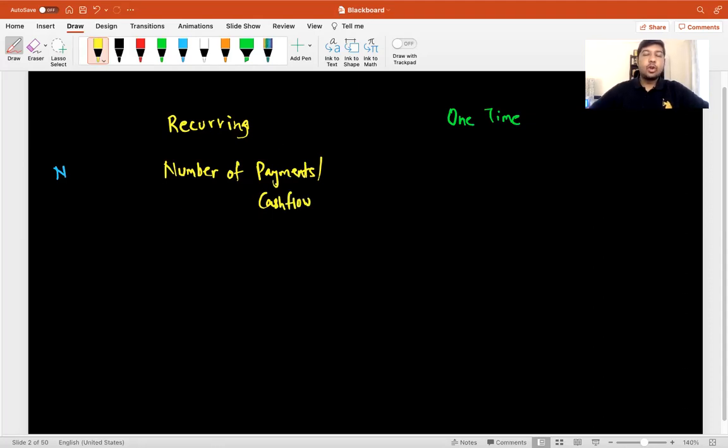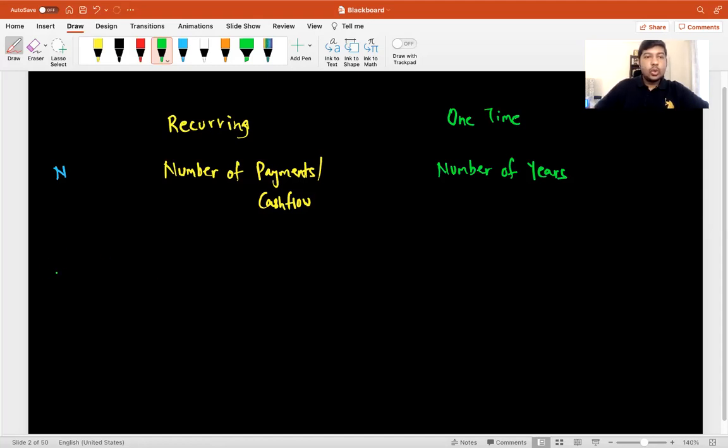And would this cash flow payments be an inflow and outflow? It can be both. In case of an investment, it can be an outflow. In case of an EMI, it can be an outflow. In case of a pension plan, it can be an inflow. So whatever number of total payments that are there or cash flows that are there, that number you will put in N if the cash flows are recurring in nature. However, if the cash flows are one time in nature, then in that case, N will be the number of years. Okay, so that's the basic difference.